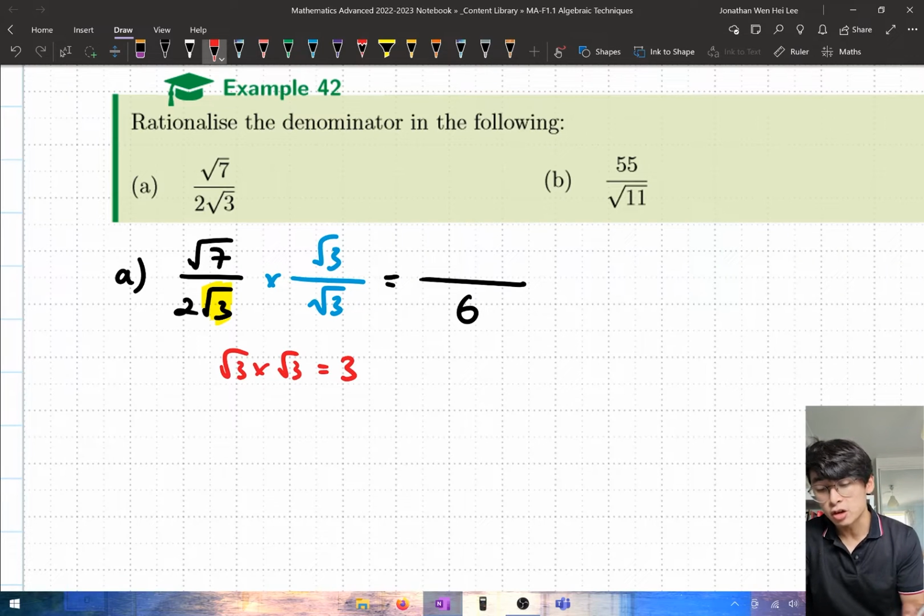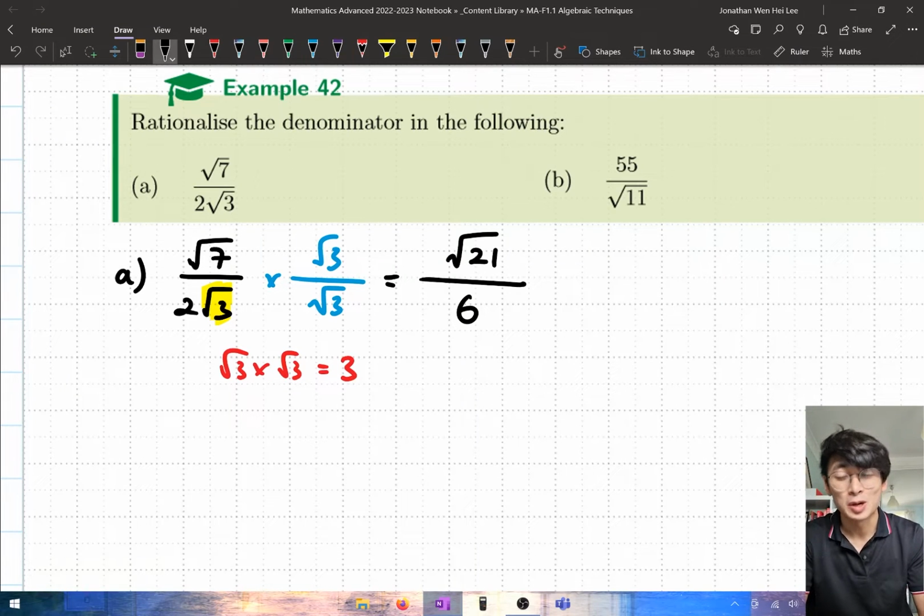How about at the top? Well, at the top, I would get square root 7 times square root 3. And if you remember from last lesson, when we multiply with surds, we just multiply the numbers inside the square root. And so here we get square root 21. And there we go. That's it for this particular question.